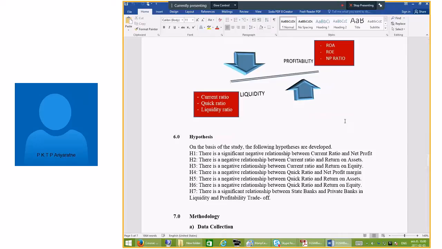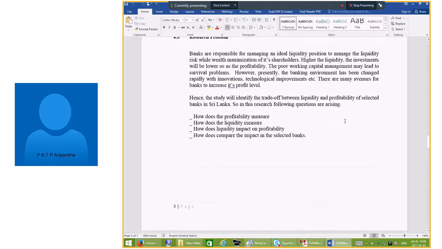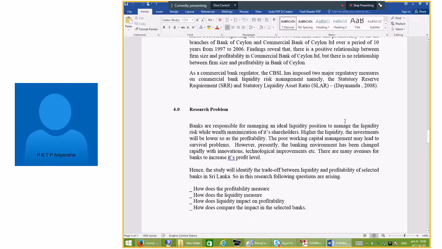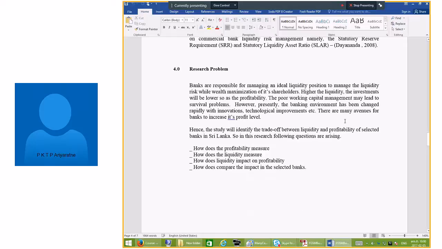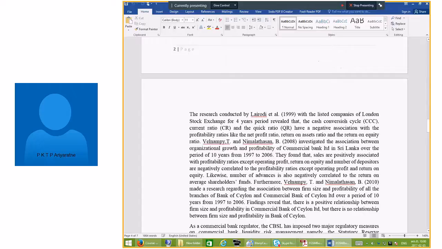In this scenario, the research questions are the impact of liquidity on profitability, and comparing the impact of profitability and liquidity in selected banks.